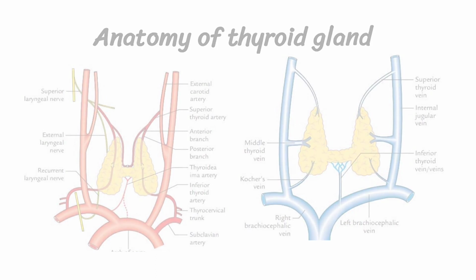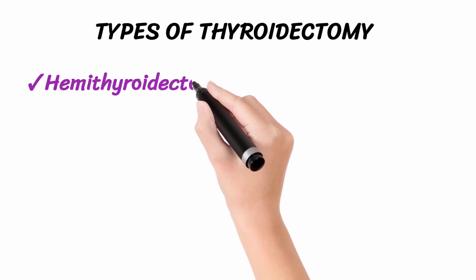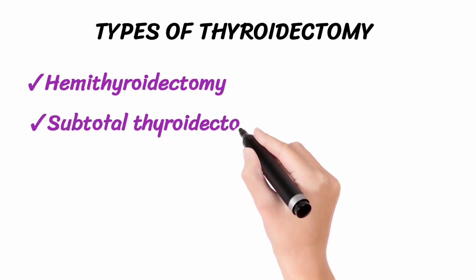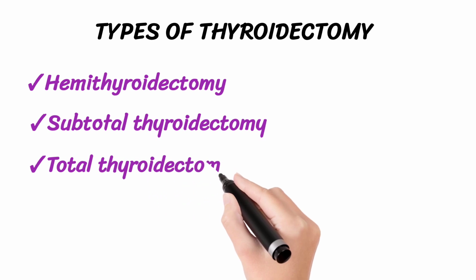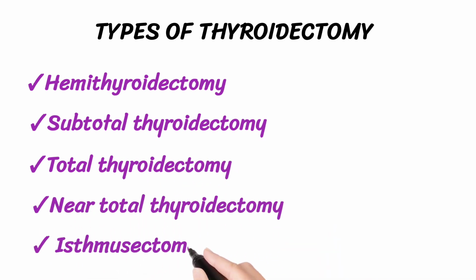Sorry for that. So the types of thyroidectomy, you have hemithyroidectomy, subtotal thyroidectomy, total thyroidectomy, near total thyroidectomy, and isthmusectomy, where you remove the isthmus.